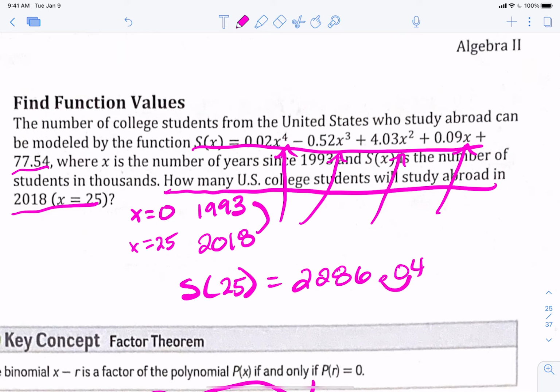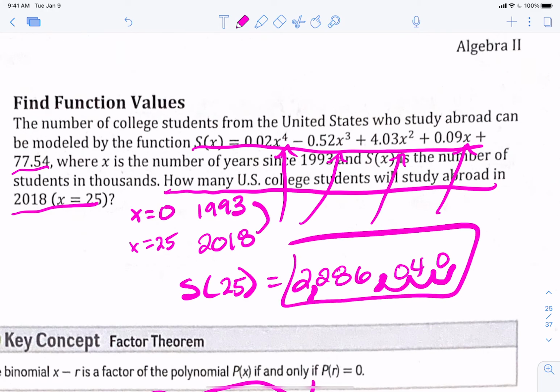Thousand means we move the decimal place 3 places? So it's 2.2 million, right? 2,286,040 people. Yeah, that many people. I didn't even think about that. But there you go. Okay? That many people are going to study abroad in the United States in 2018.